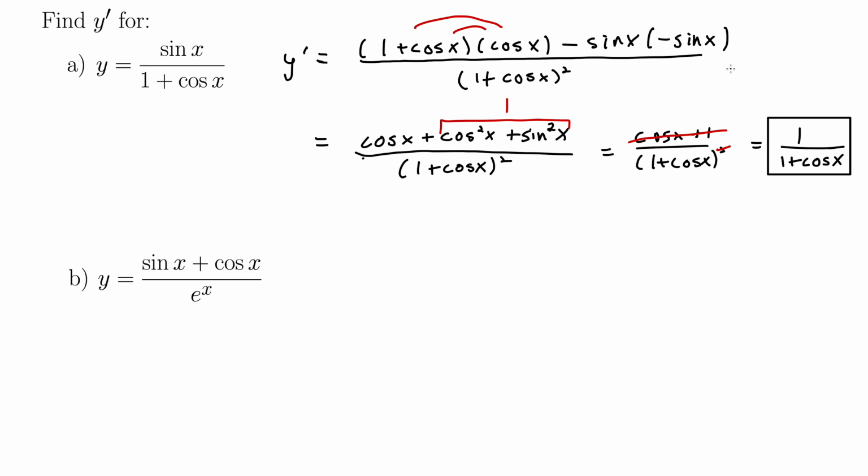Okay, for part B we have y equals the quantity sine x plus cos x all over e to the x, and we're asked to find y prime. Why don't you pause the video, try this on your own, use the quotient rule, and see what you get, and then we'll compare notes.